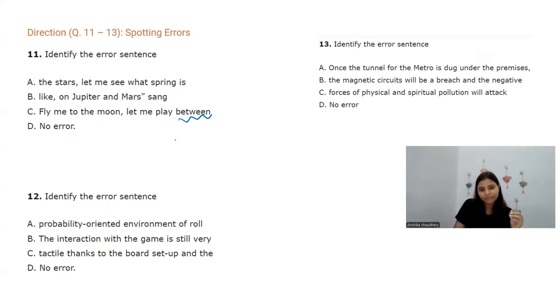So in reference to stars, we should use among, because between is used for two people or two persons. In the comparison of two persons, we will use between. But here we are talking about stars, and stars are plural and uncountable. So among will be the most suitable answer here. So it will be the correct answer. Let's move on to the next question.